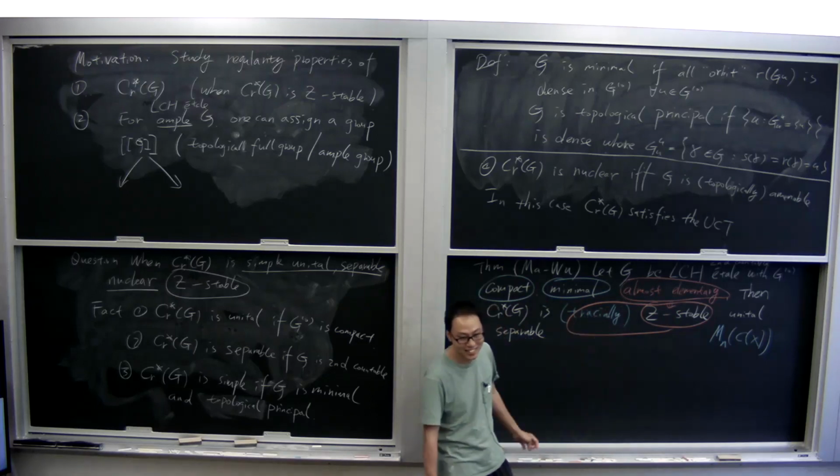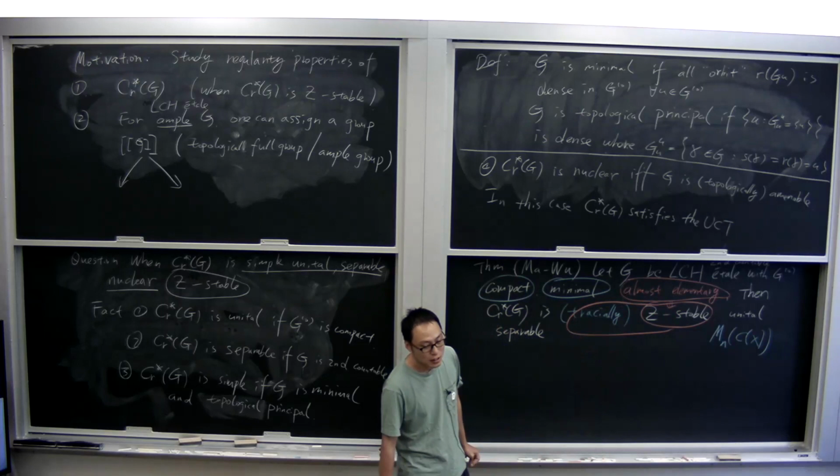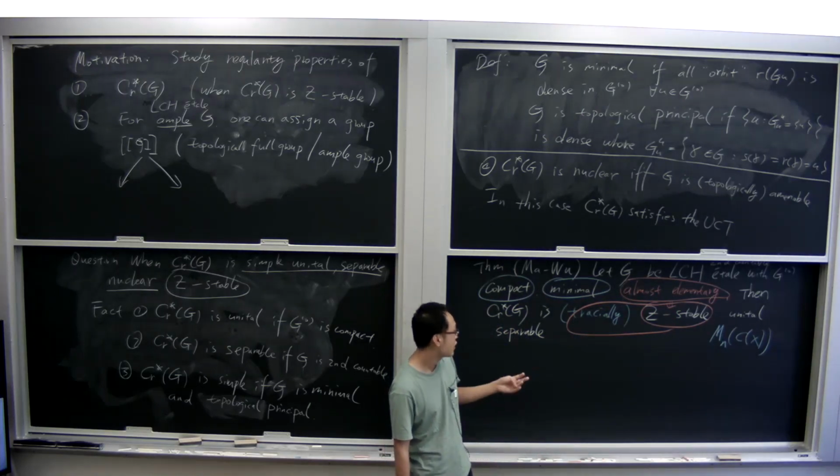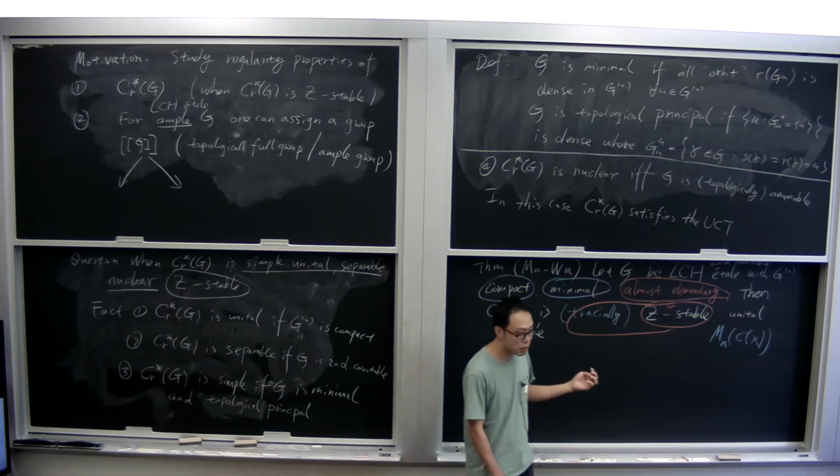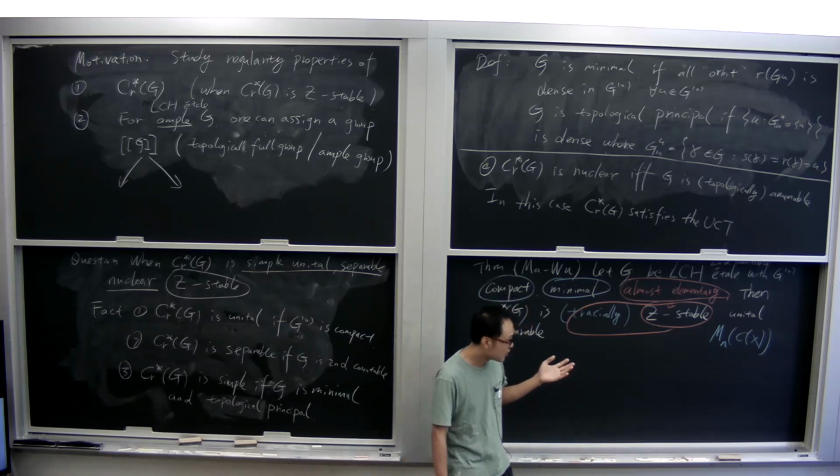Okay, what's an example? What's a typical example of an almost elementary groupoid? So maybe the trivial example is the integers Z acting on the Cantor set.